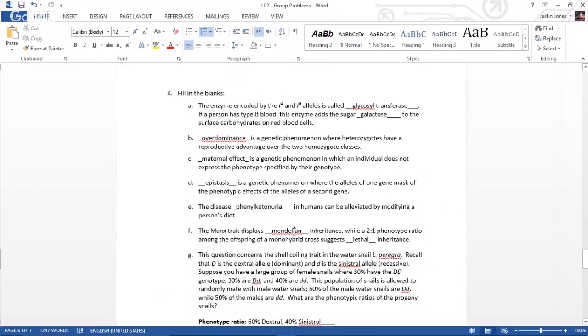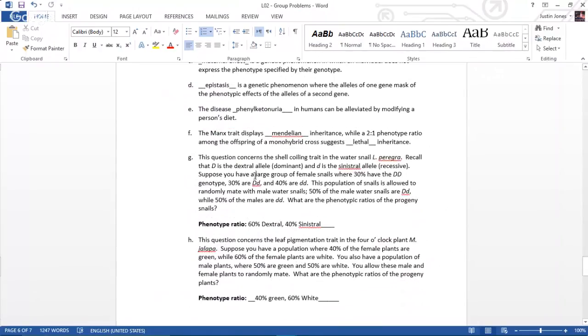This one I wasn't sure of. The Manx trait is kind of a spinal defect in cats. And it gives this really weird 2-to-1 phenotype ratio, which seems really weird, but the reason is if you get two of the dominant Manx traits in there, because it is a dominant gene, it actually kills the fetus before it can develop or mature at all. So of surviving offspring, the ratio will be 2-to-1, although in actuality it will maintain that 3-to-1. We just can't observe that by looking at the baby cats that are hanging around.